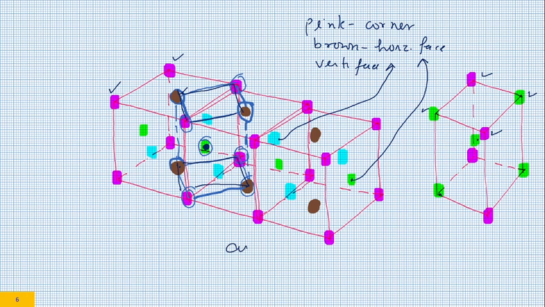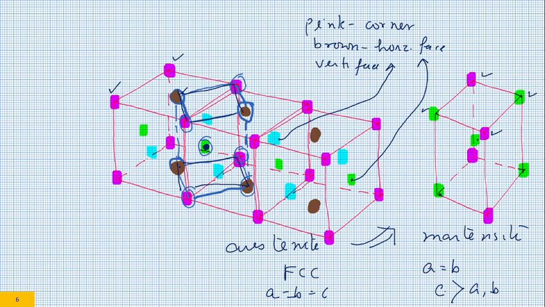So this is austenite. And this is martensite. This is FCC, where A is equal to B equal to C. And this is martensite, where A is equal to B and C is more than A and B. So this transformation takes place, and as you can see, it has been explained here. Some of the corner atoms and face atoms form a new unit cell. They change their ABC values. However, C becomes more than AB, and you get this.